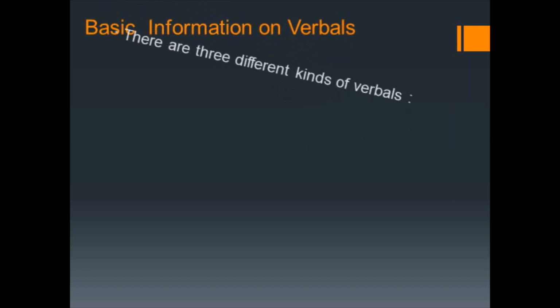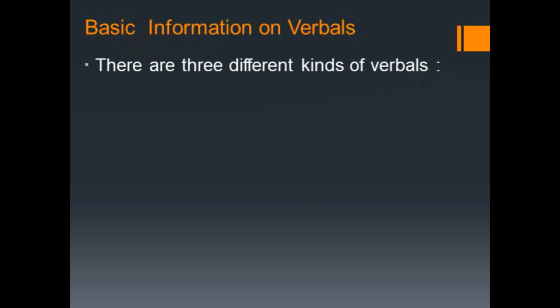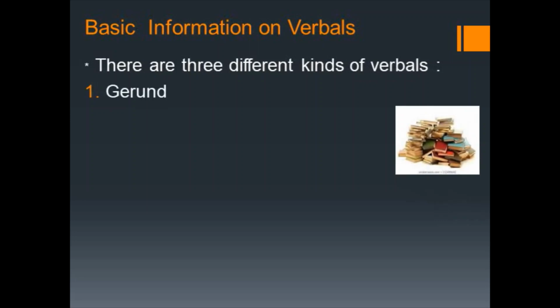Let's proceed. Basic information on verbals. There are 3 different kinds of verbals in English. Let's learn their names. Number 1, gerund. Number 2, infinitive. And the last one is participle.